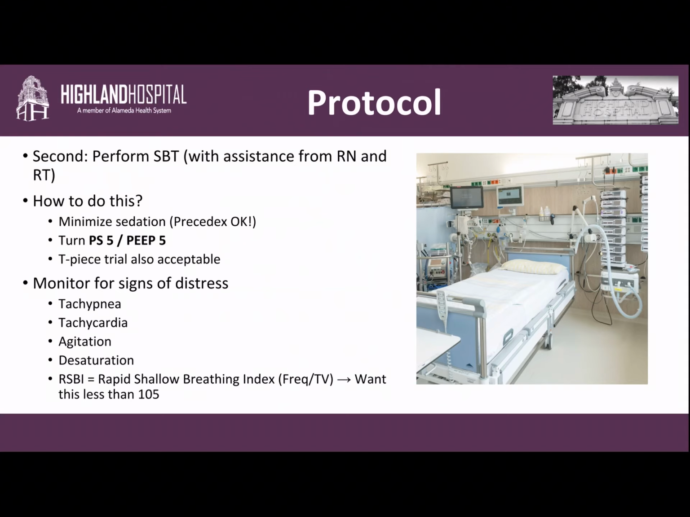In addition, one number that we like to look at is the rapid shallow breathing index, which is the frequency of breaths divided by the tidal volume. In general, you want this number less than 105. If the number is higher than this, it suggests that the patient is breathing in a rapid and shallow fashion, and that again tells us that they perhaps don't have the neuromuscular strength to breathe independently.